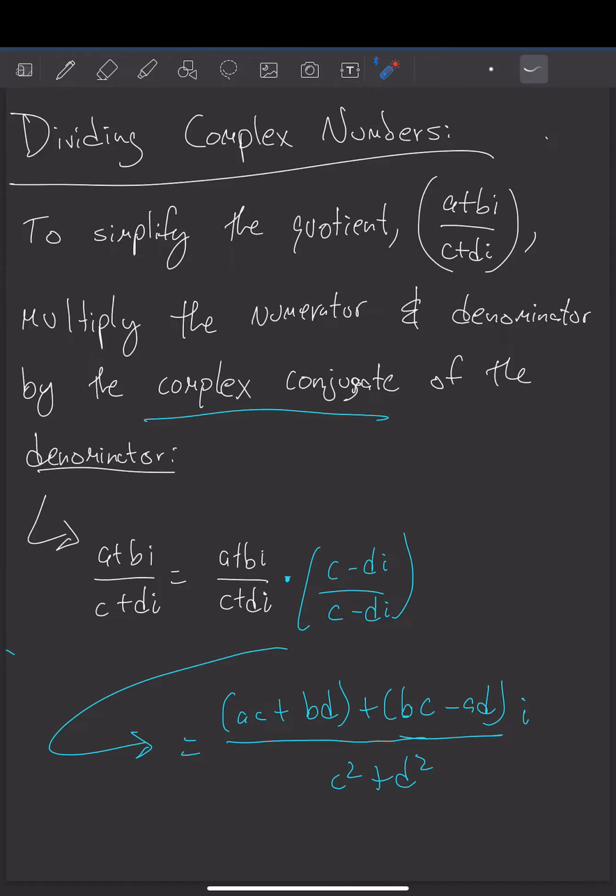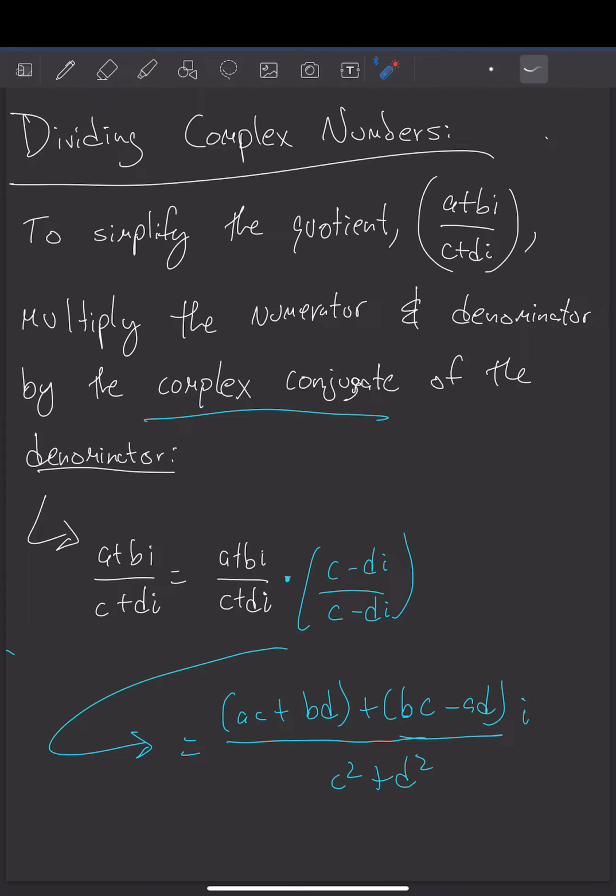Hello everyone, welcome back to part 2 of section 1.5, dividing complex numbers. So usually I like to say this in words. To simplify the quotient, let's say you have something that looks like this, a plus bi all over c plus di. It doesn't matter what a, b, c, and d are, they're just constant numbers.